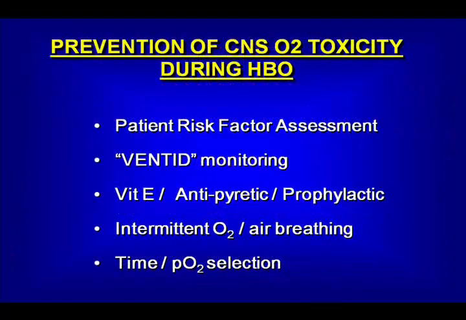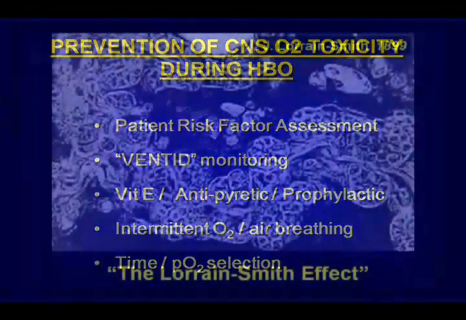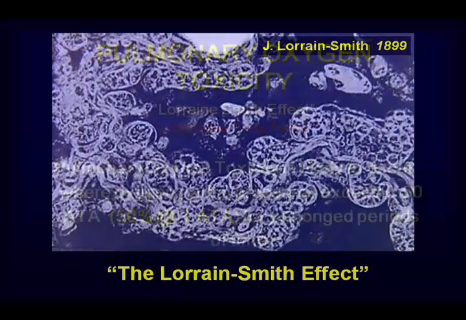Now, in addition to central nervous system oxygen toxicity, which might be prevented through risk factor assessment such as fever, monitoring for the VENTID or CONVENTID signs, using antioxidants like vitamin E, fever-breaking medication, or prophylactic medication like Valium under very selected circumstances, providing air breaks or intermittent oxygen exposure, and of course limiting the time or the partial pressure of oxygen selected. These might all be variables one can include to reduce the chances of oxygen toxicity affecting the brain. However, when it comes to the lungs, things are slightly different.